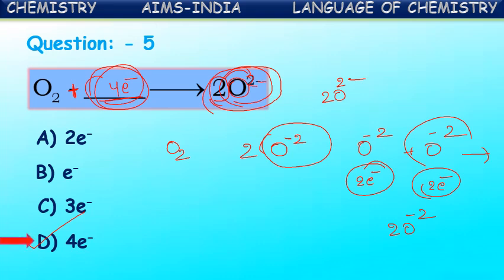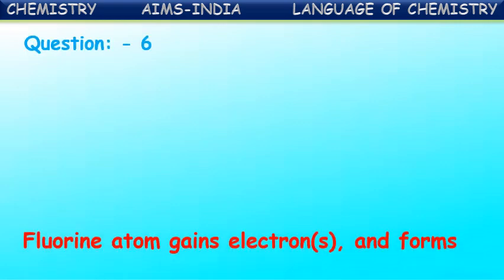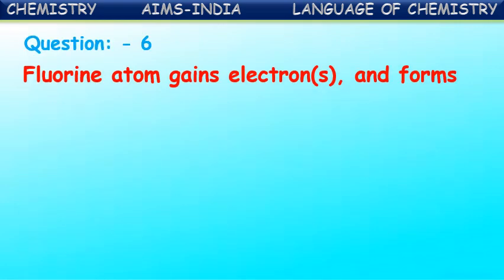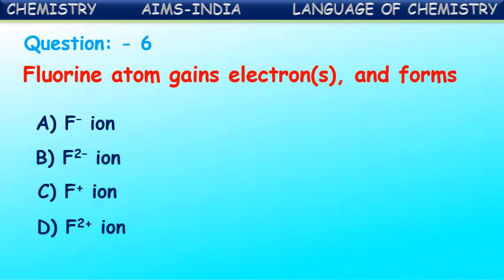Let us see question number 6. Fluorine atom gains electrons. Yes, gains electrons. Obviously, when we are listening that losing electrons, gains electrons, either it is a cation or an anion, we have to identify in our mind. Fluorine atom gains electrons. Gaining means negative charge. So, it is going to form anion. See here. Fluorine, anion. Gaining of electrons means no positive charges is possible.